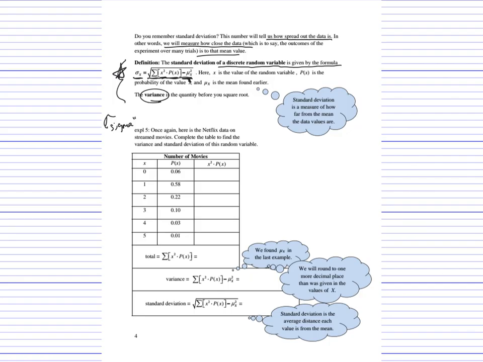I'm going to go ahead and do number 5. It tells me that this is my Netflix data. It says complete the table to find the variance and standard deviation. So again, we did this before back in chapter 3 when we did standard deviation. I had this big long table and we just followed it through, and here I go. All right, I've got to square my x value and multiply it by its probability. Now in this case, that's just 0 because the x value is 0.